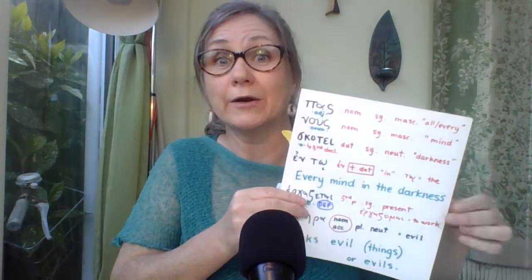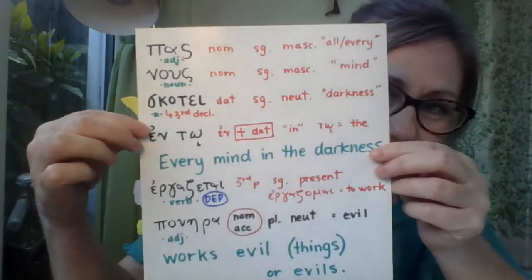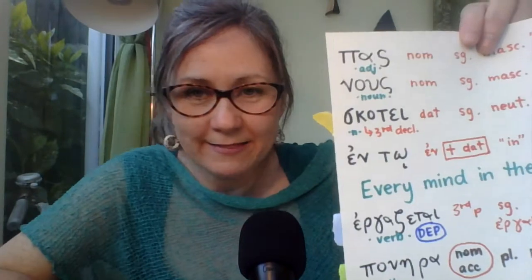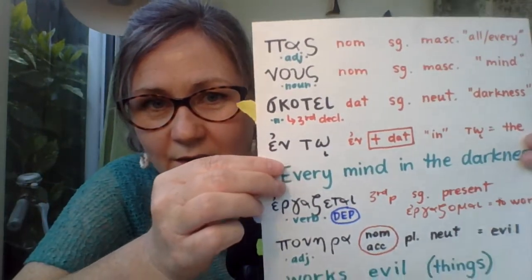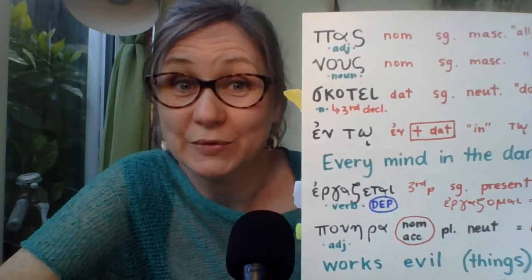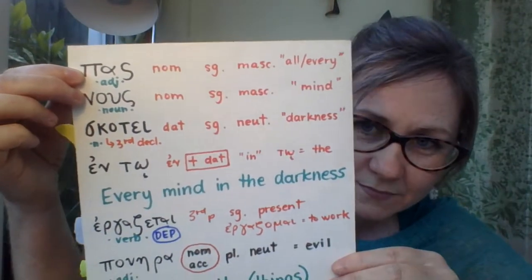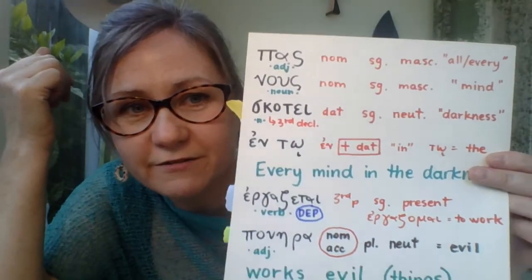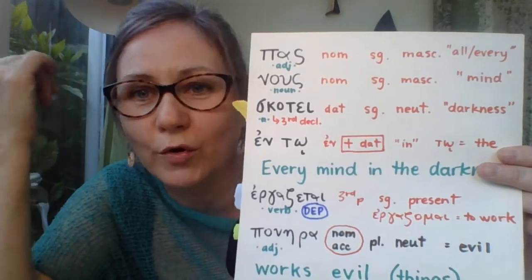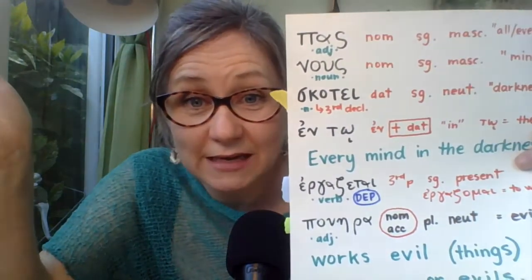But now I'm going to go through it again in greater detail for you. So this is how I would translate that sentence if I was given it. This is sort of the order I would do it in. First, you got the word pas. It's an adjective, and it's nominative, singular, masculine for all or every. So it's from pas, pasa, pan, all or every. Remember, it's that 3-1-3 declension. When you see pas, either it goes with something else in the sentence, or it stands alone and you have to supply the noun for it.